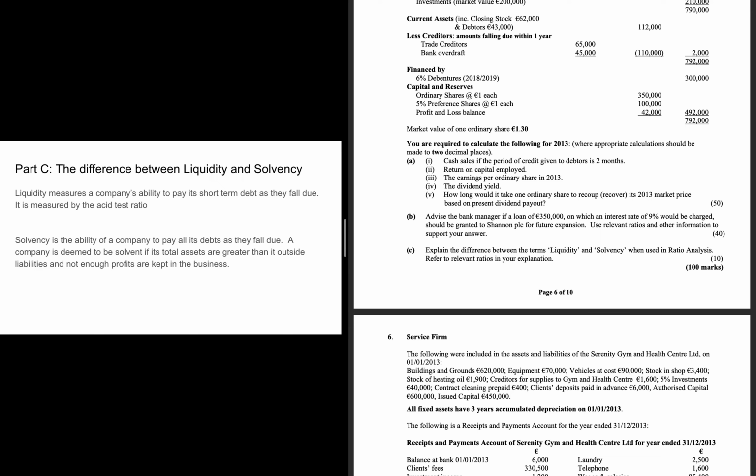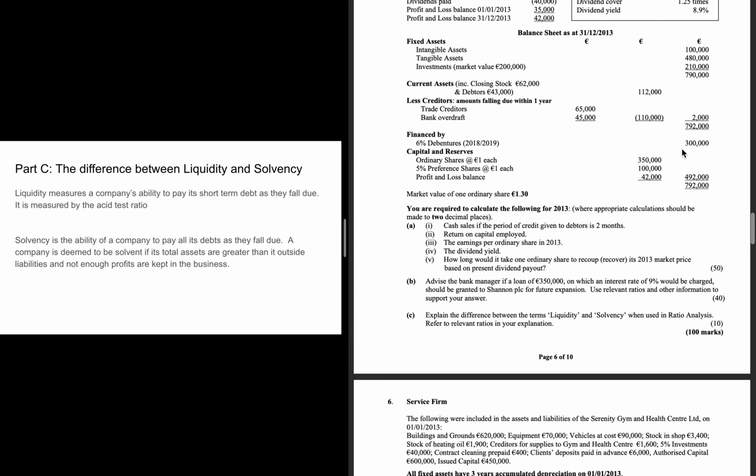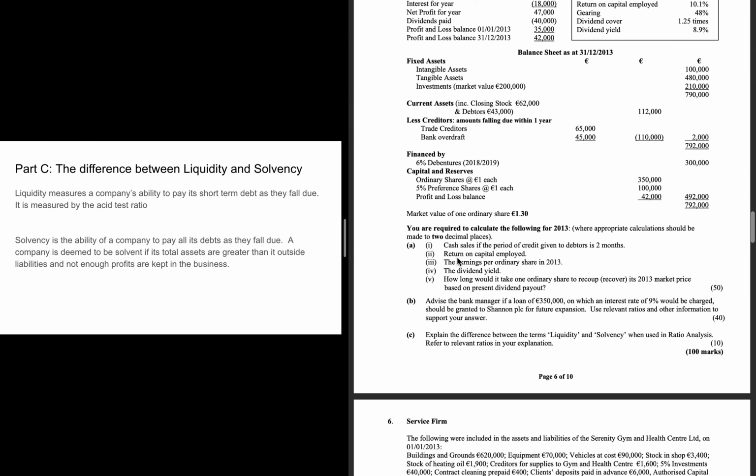Solvency is ability to pay any of your debts as they fall due, short or long. And we can say that a company is deemed to be solvent if total assets are greater than outside liabilities. So what we mean by outside liabilities are debentures and preference shares. Ordinary shares and profit and loss are also liabilities, but they're internal liabilities. So your outside liabilities are your debt capital in reality. So you need your assets to be greater than that, because your assets will never be greater than your liabilities. They'll always be equal. That's the whole point of the double entry bookkeeping system.